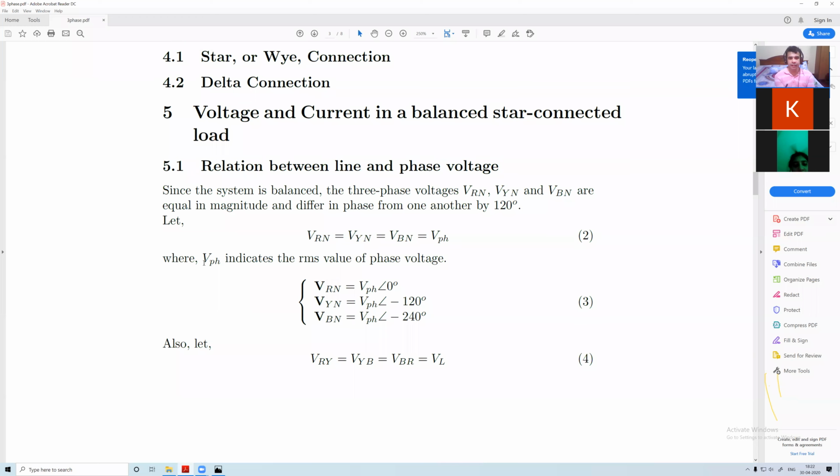So VRN, VYN, VBN are V phase, right? And as we had just discussed, the three V phases have same magnitude and 120-degree apart in phase. So these are the three phasors. The phasors are given in bold letters: VRN, VYN, VBN. Each has a magnitude, V phase, and an angle, right? And the line voltages are VRY, VYB, and VBR. Their magnitude is also same, VL, right?